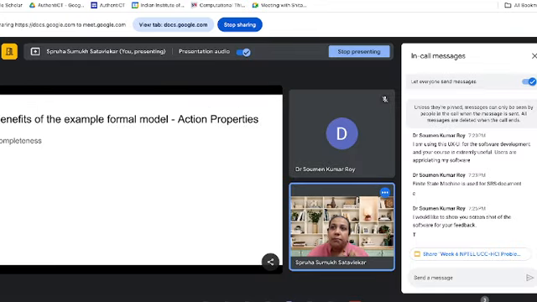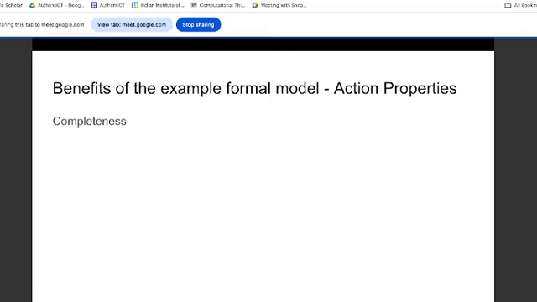In terms of completeness, what we want is that the model gives an exhaustive view of all the actions that can be performed, all the interactions that can be performed. So this property of completeness is talking about all the exhaustive interactions that can happen within the model, and all the exhaustive changes of the state. That is the benefit of completeness that we get while making a formal model.